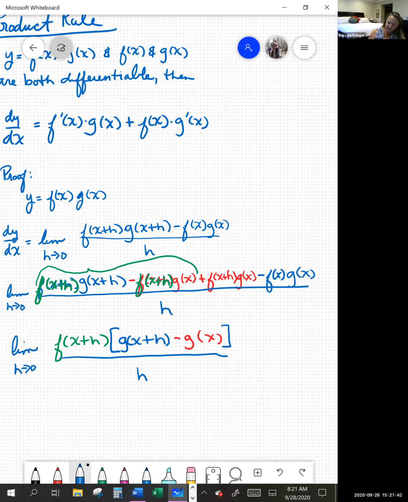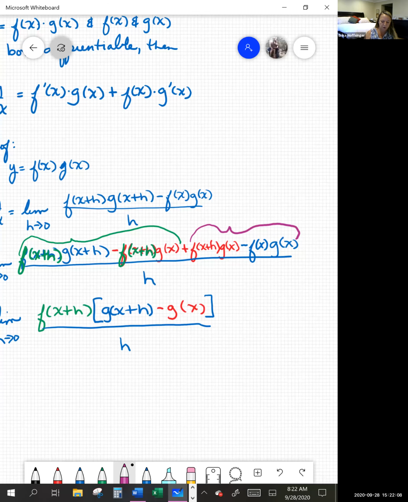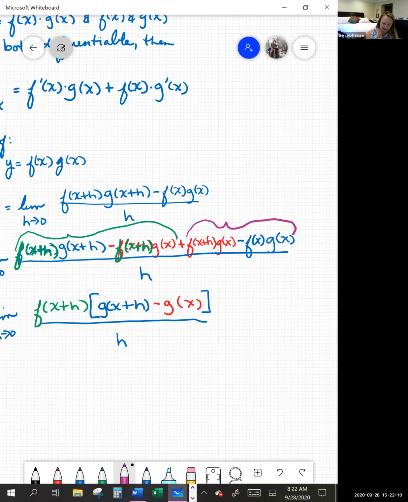And then we have the second grouping. The second grouping here, notice that you have this f of x plus h times g of x minus f of x times g of x. So let's again look at what those two have in common. Notice both of those terms have a g of x in common. So we're going to do that same sort of idea there. We're going to pull out what they have in common, and so we're going to pull out the g of x. I need a plus.